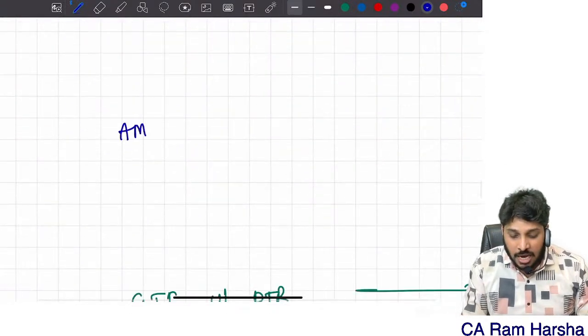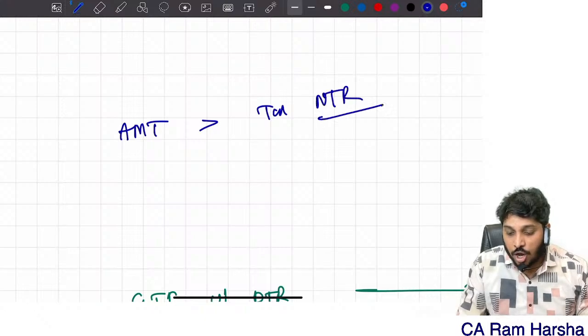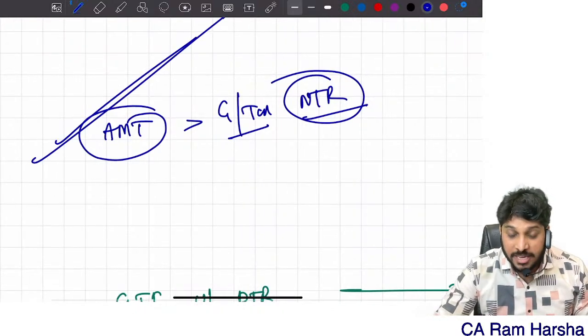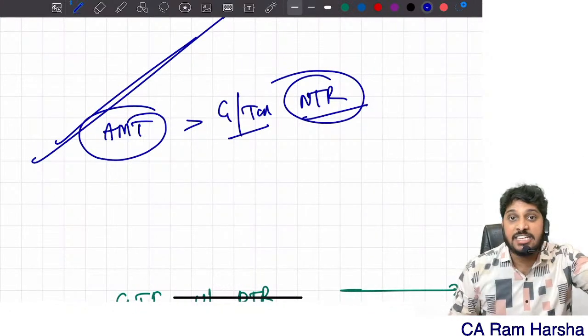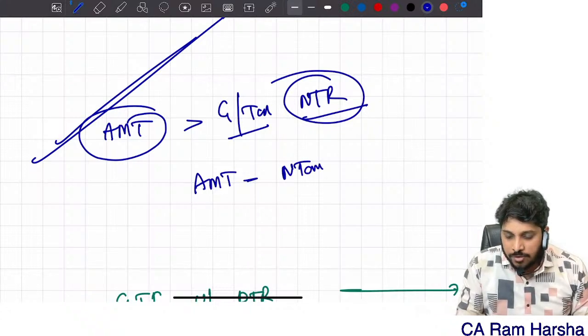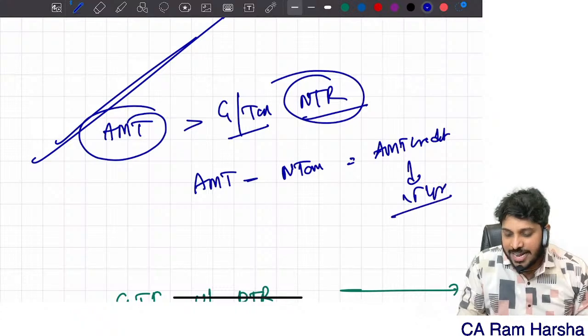Now, if this alternate minimum tax is more than the tax liability that you calculated under the normal tax regime, then you have to pay AMT by challan and file the IT return. Whatever AMT you paid over and above the normal tax is called AMT credit, which can be carried forward for 15 assessment years.